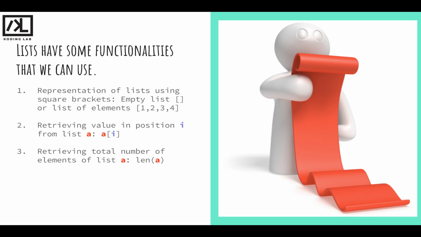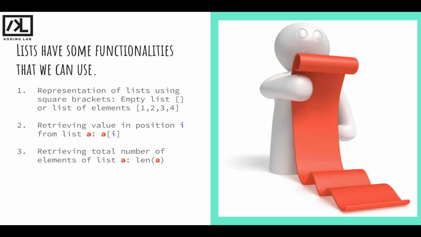So first, if you want to represent a list, you need square brackets. If you want an empty list, you will just write the square brackets and leave it empty. If you want to put some elements in this list, you put the elements between the square brackets and they are separated by commas. Second, if you want to retrieve an element at a specified position, which is I, and the list is called A, you just write A square bracket I.